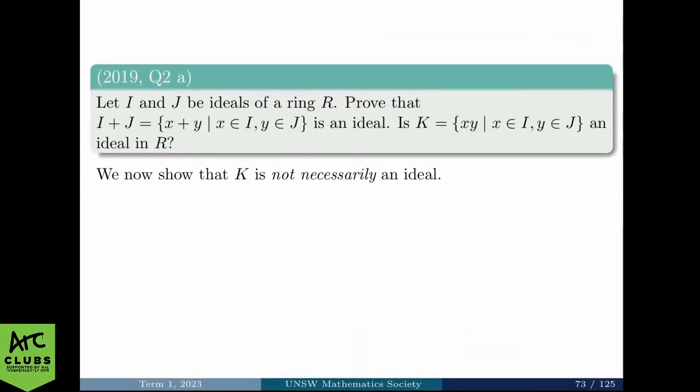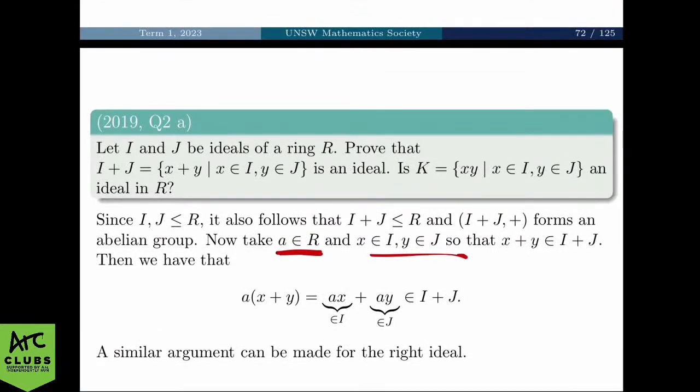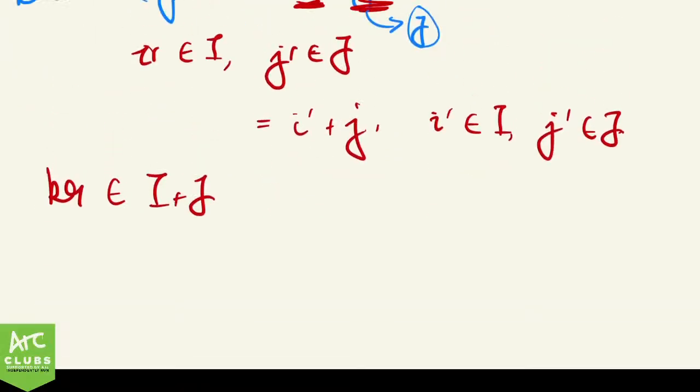Okay, so let's look at K equals XY, an ideal in R. To really do this question, we need to understand different types of ideals. I alluded to this before, but there's a property which we'll go through later called an ideal generated by an element. We often write it like this or like this, and it's the smallest ideal containing that element.